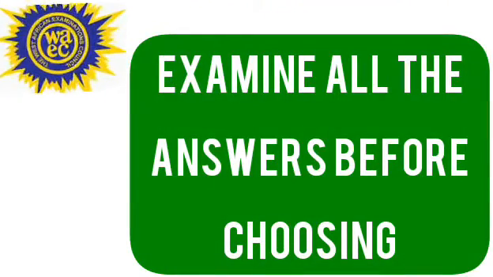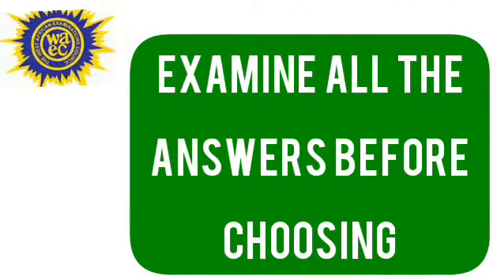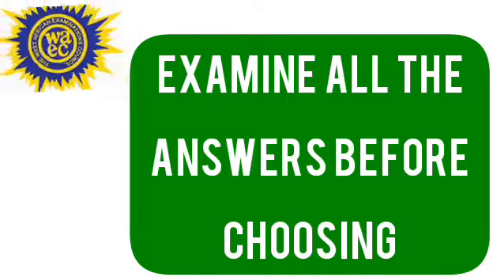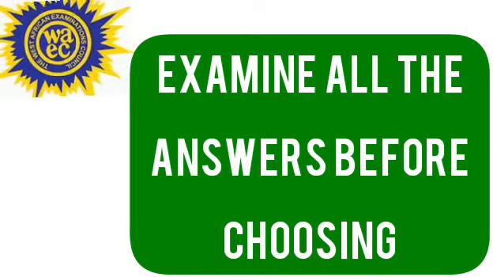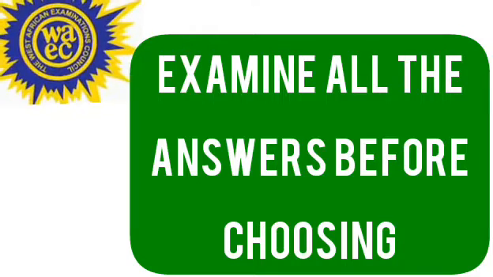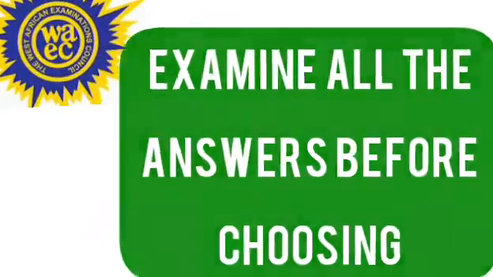Tip number 5. Examine all the answers before choosing. Even if you know the meaning of the underlined word, you have to examine all the answers before choosing. Remember, the answers you are expected to choose must be able to replace the underlined word in the context in which it has been used in the question. Therefore, you have to pay attention when replacing those words.